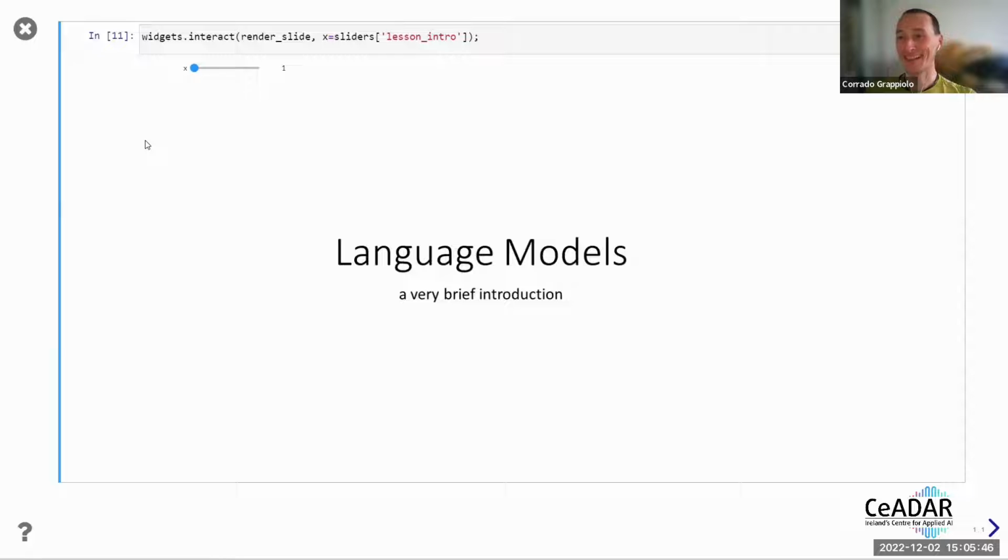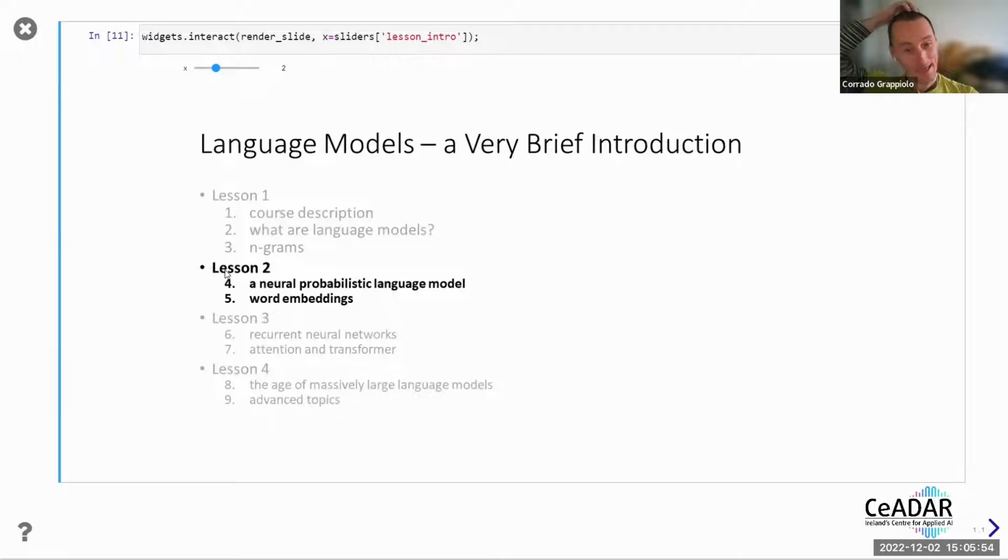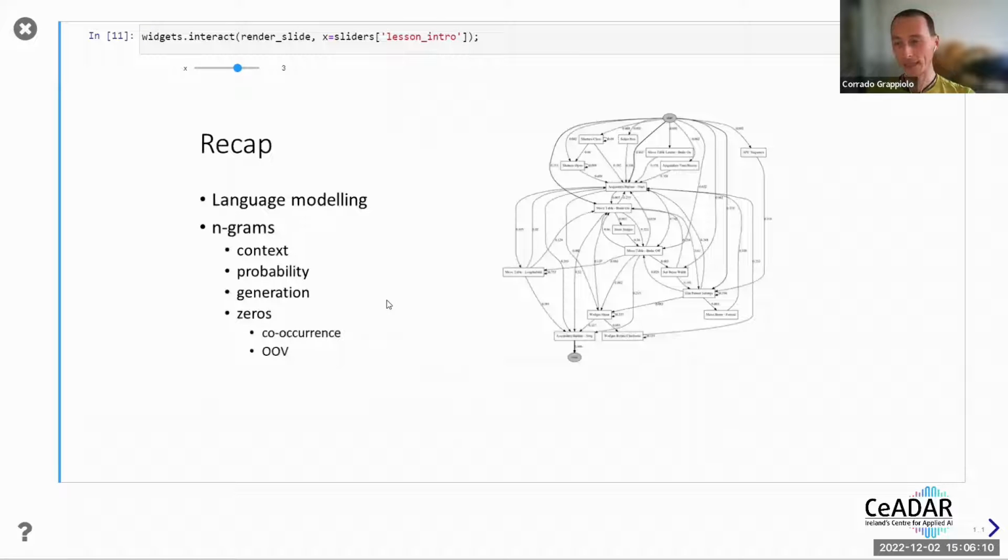Well, hello everybody, and welcome to the second lesson of the language model introductory course. Today we are going to look into neural approaches to language modeling. One actually quite a fundamental one, in my opinion, and then we have a look at word embeddings. And a brief recap from last time.